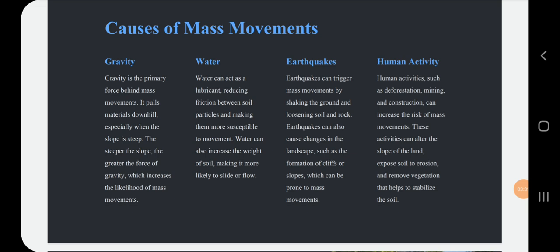Earthquakes. Earthquakes can trigger mass movement by shaking the ground and loosening soil and rock. Earthquakes can cause changes in the landscape, such as the formation of cliffs and slopes, which can be prone to mass movement.